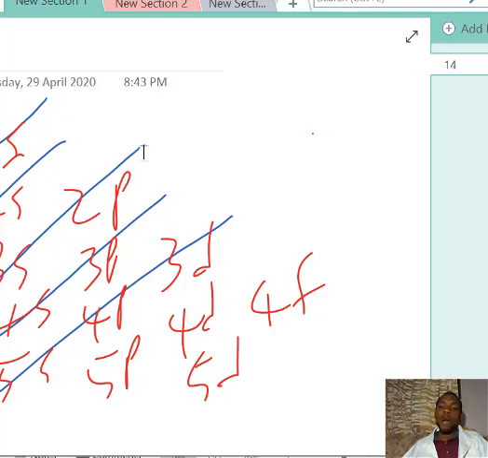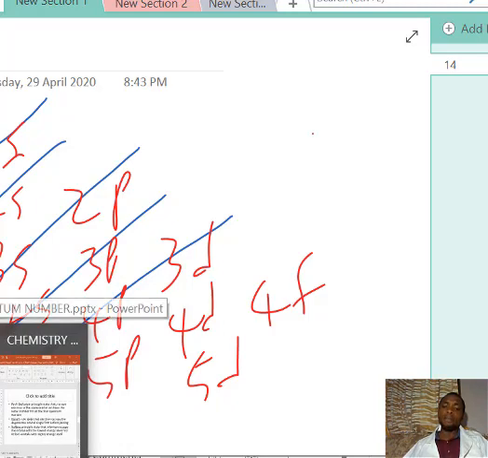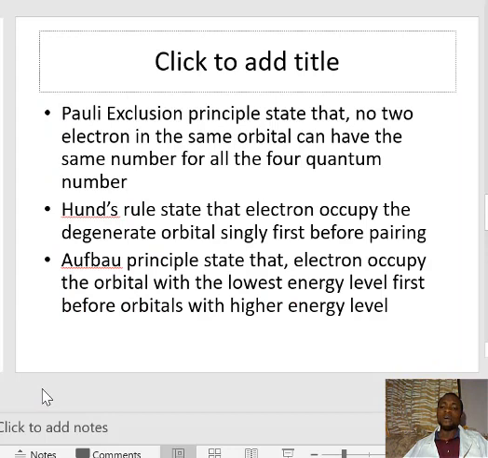So this is the Aufbau principle in the order of the energy level, meaning that 3p energy level is followed by 4s, not 3d, based on the energy value. So the lower energy orbitals will be given the electrons first before going to the higher energy level. Now that is the Aufbau principle.